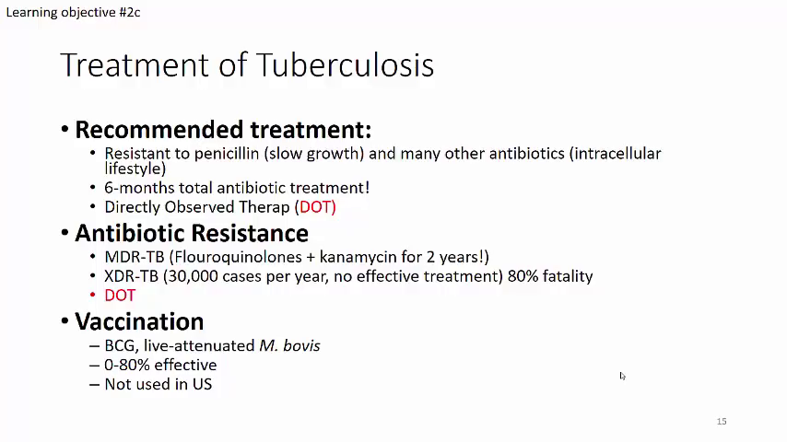The vaccine is a live Mycobacterium bovis, which is a related bacteria, but it's been weakened or attenuated. It's 0 to 80% effective in preventing TB, but it's not used in the United States because we're lucky to have very low prevalence of TB, and so we are able to track when people are exposed and contain them, whereas if we give everyone the vaccine, it's very difficult to track exposure.